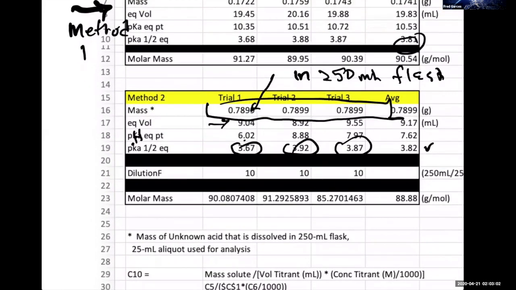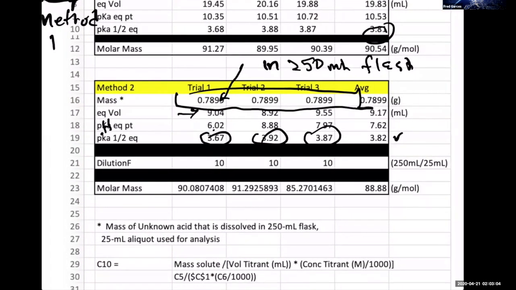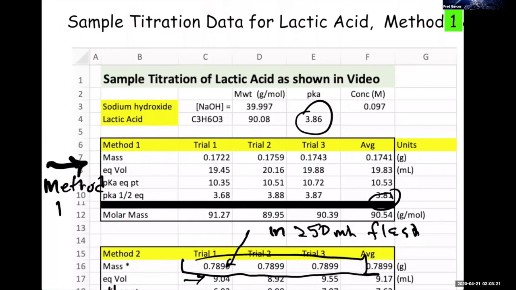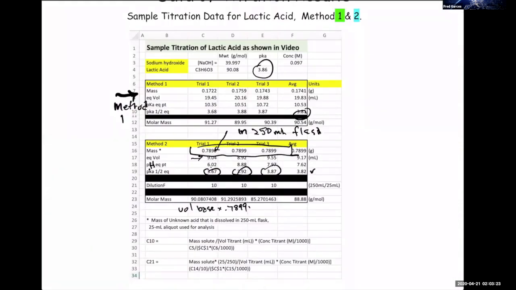Here, what I do is I take the volume of the base and I multiply it by 0.7899 gram. Sorry, let me go back. Yeah, change that and erase that.